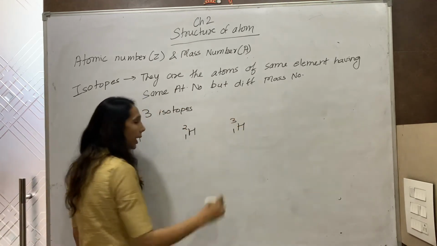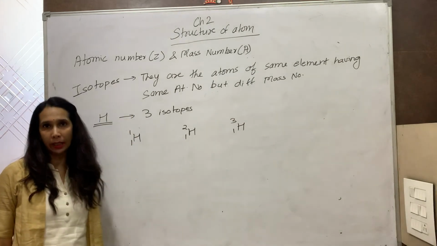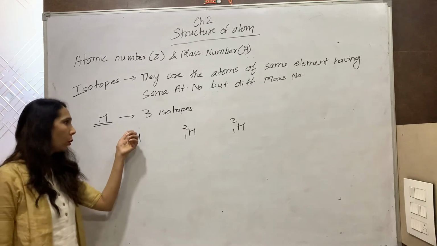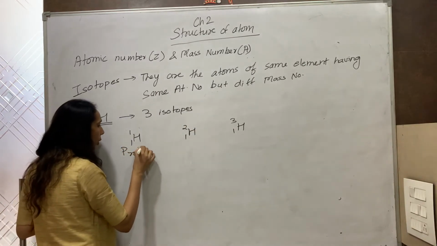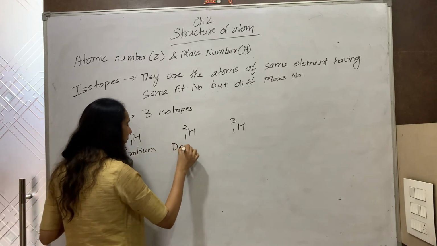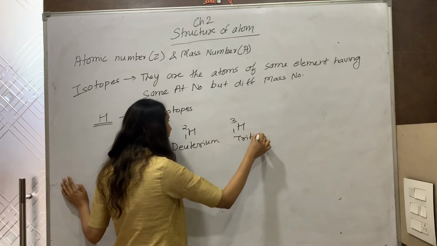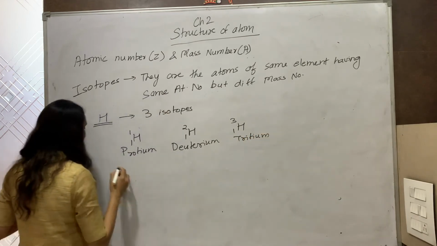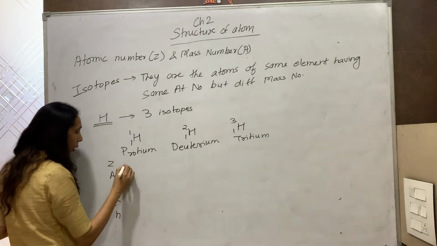You can see the 3 isotopes. Atomic number is same, 1, but the mass number differs: 1, 2, 3. These isotopes are called protium, deuterium, and tritium. And we can write the Z, A, number of protons, number of electrons and neutrons, and all of them.